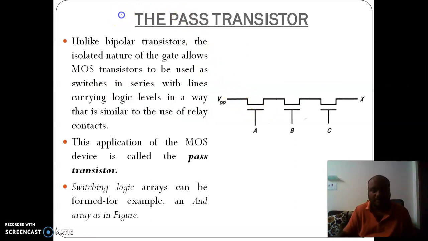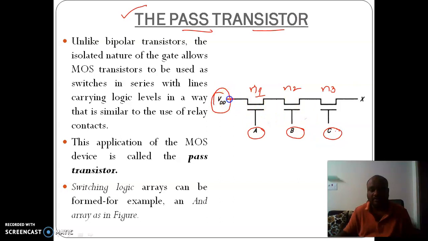What is meant by a pass transistor? Taking into consideration the figure here, we have three nMOS transistors, N1, N2 and N3, driven with the inputs A, B and C respectively at their gates. One end of the circuit is connected to VDD, and the other end is X, that is, how much voltage will reach the other end of the circuit.